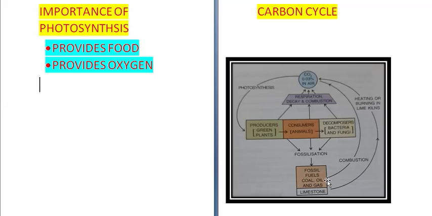So in this way, it is the plants which are taking carbon dioxide from the atmosphere, giving it to animals and decomposers, and these organisms through respiration are releasing it back into the atmosphere. So the cycle is formed. Activities like burning of fossil fuels and heating of limestone, or combustion, are also causing release of carbon dioxide back to the atmosphere. So in this way the carbon cycle is getting completed.